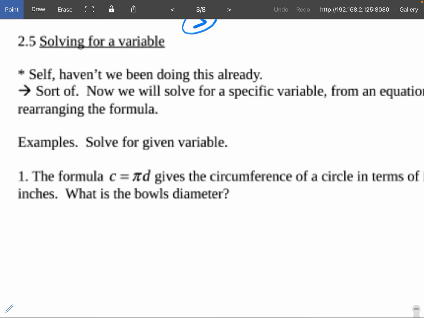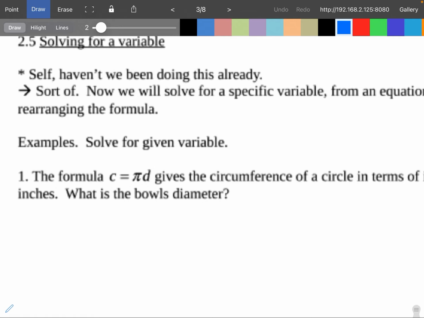they give us this formula for the circumference of a circle. I'll just do it like this. So we've got this equation C equals pi d. The C stands for the circumference, which is the distance around the circle. And the D stands for the diameter. That's the distance across the circle through the center.